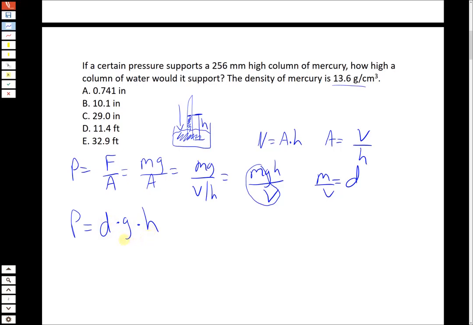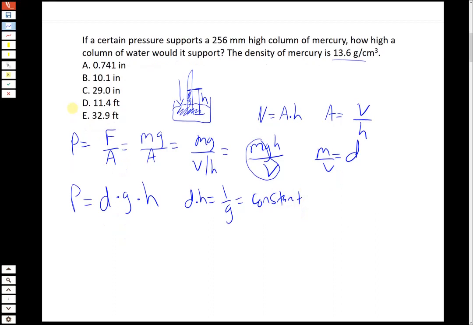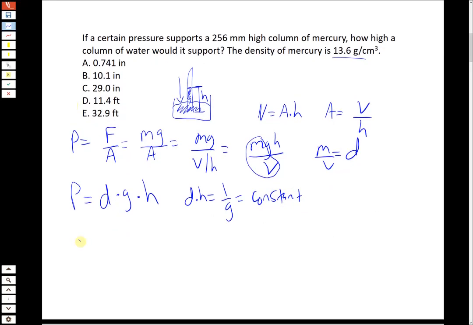And so then what we can do, g is a constant here, and so what that means is that density times height is equal to 1 over g, which is a constant. And so if we're comparing two columns of liquid that are measuring pressure, we can write a relationship that D1H1 equals D2H2. In other words, the density of the liquid and the height of the column are inversely related, and so we can set up this relationship here. So that was kind of a long derivation to how we got there, but the key concept is that the more dense the liquid, the shorter the column that will be supported, the less dense the liquid, the higher the column. So what we're looking for here is the height.